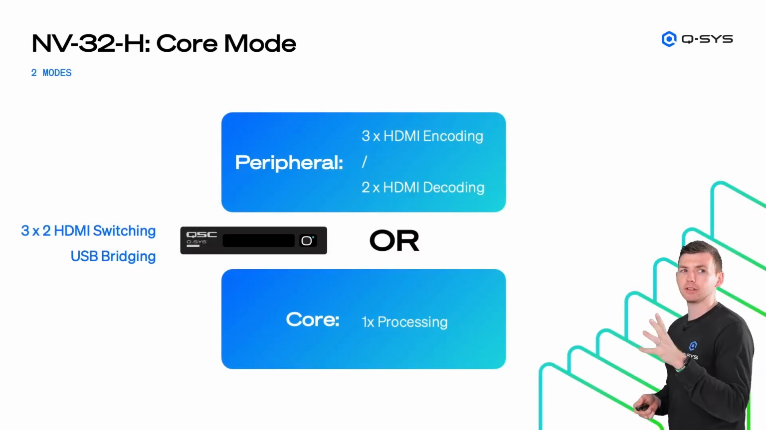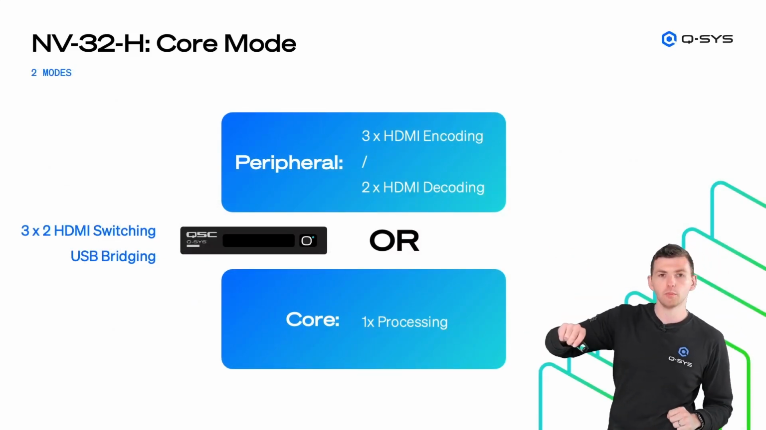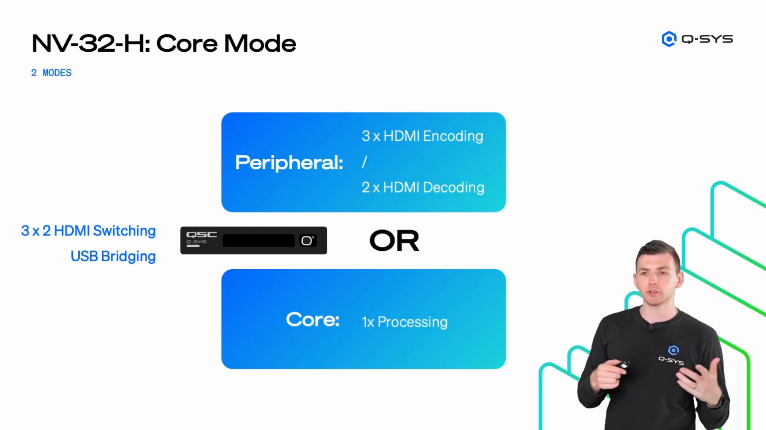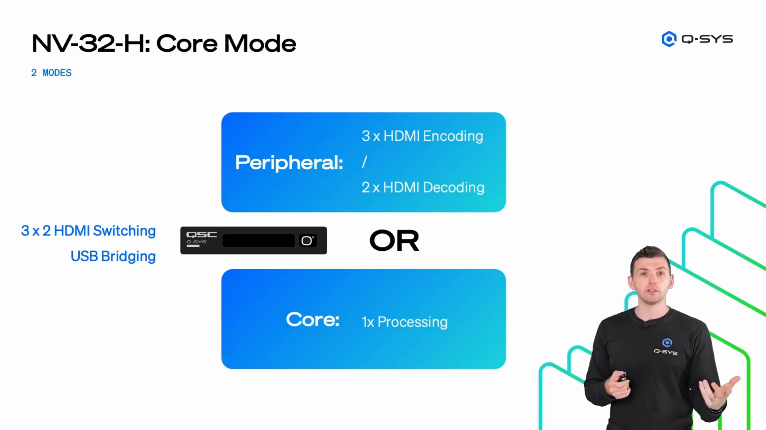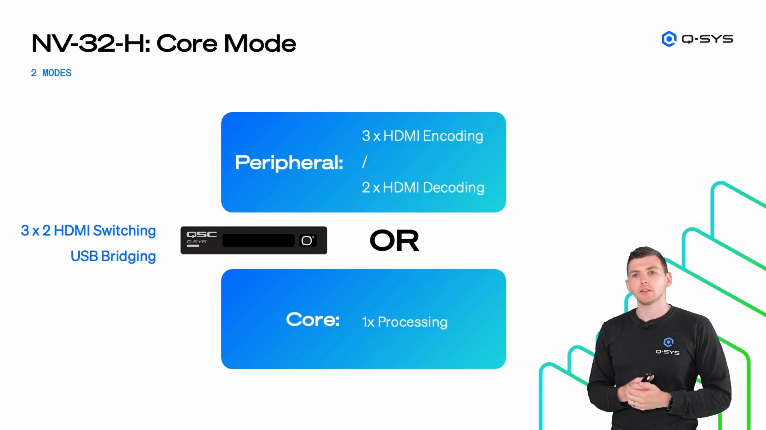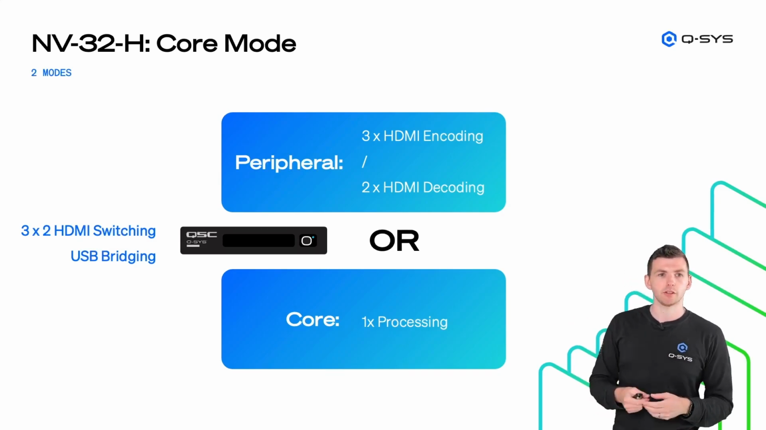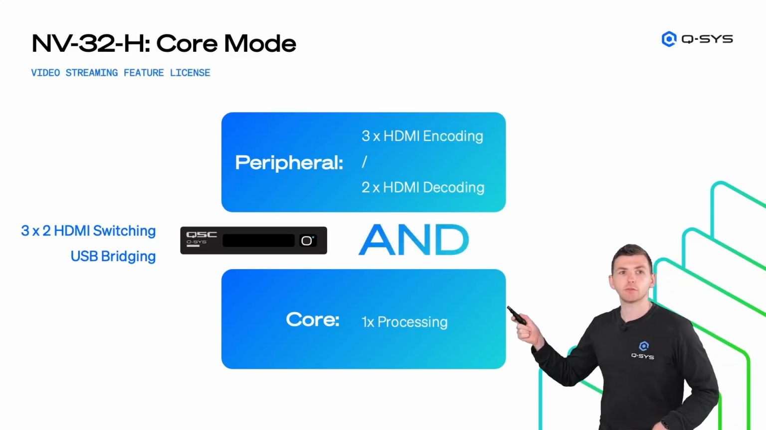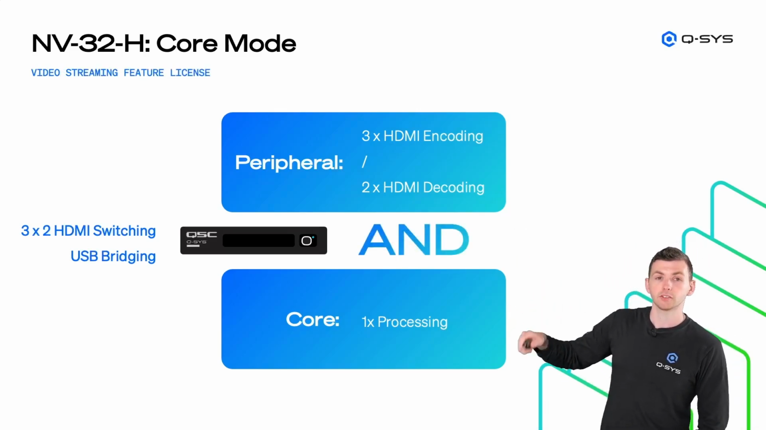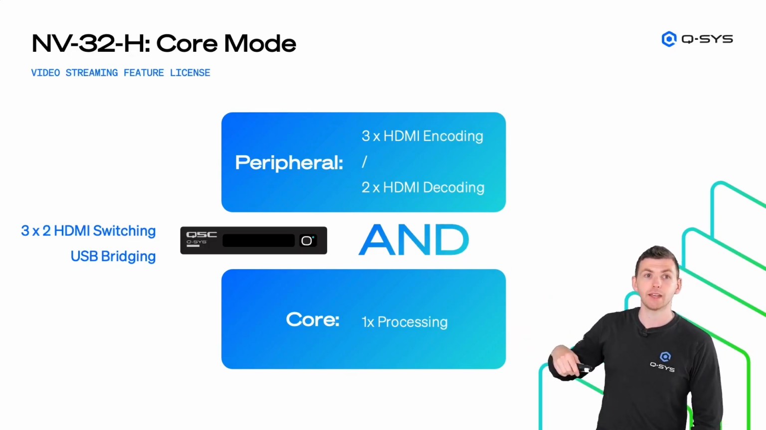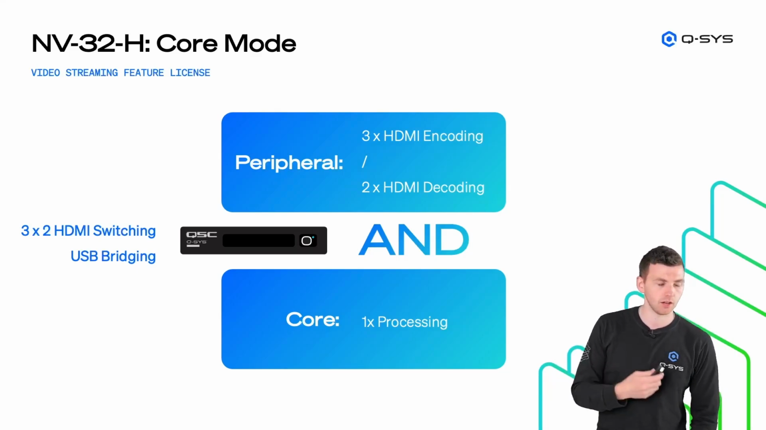We've been talking about how it's either or, peripheral or core mode. But imagine this kind of situation. You've got a room, you've got a system, and it's got an NV32 in there, encoding or decoding, either way. And then you need to add in a Core Nano because you need a processor, and obviously that has a cost attached to it. But for a lower cost than that, you can add in a software feature which lets you do both. So any NV32 in your system, you can make it a core, and you could have it be encoding or decoding at the same time.